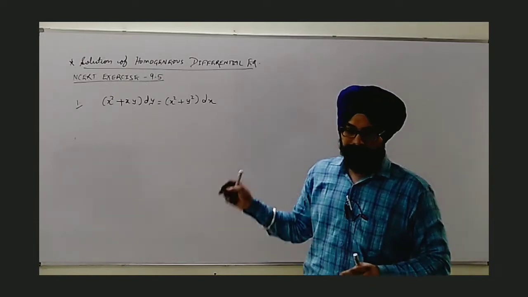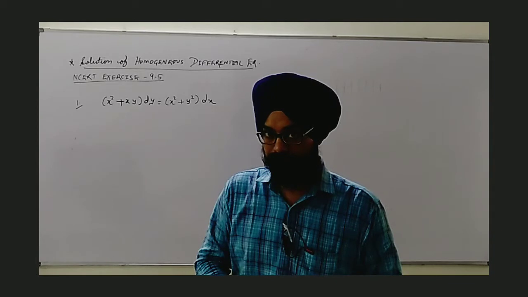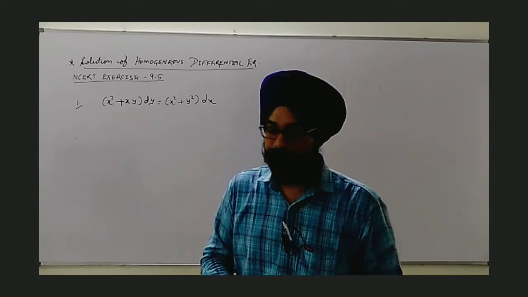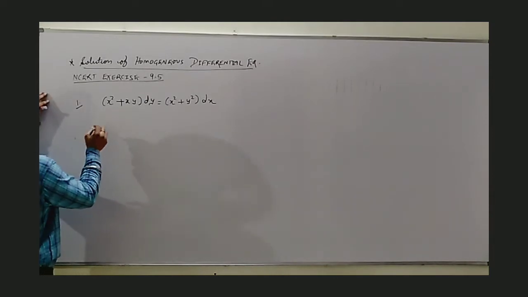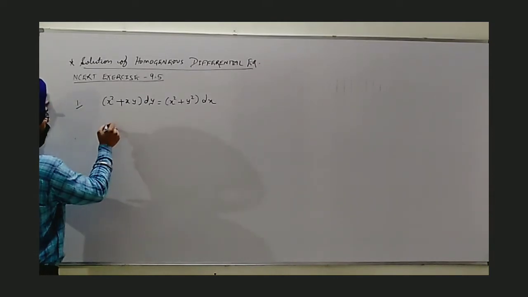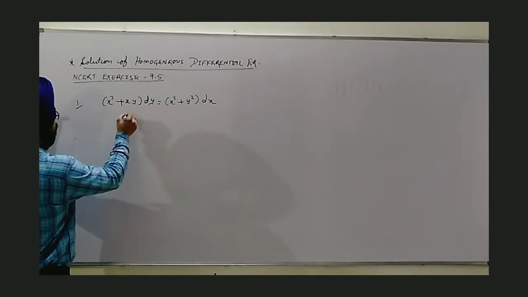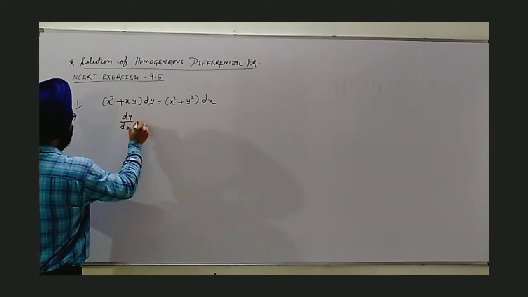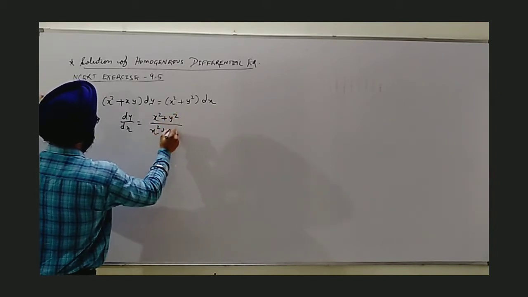Wherever such equations are given, you may be given a first statement to prove that it is a homogeneous differential equation. After that, find a solution. Now, what's the method? I will tell you how to prove it. First of all, as I said in the previous lecture, find dy by dx. Its value, we see, is x square plus y square upon x square plus xy.